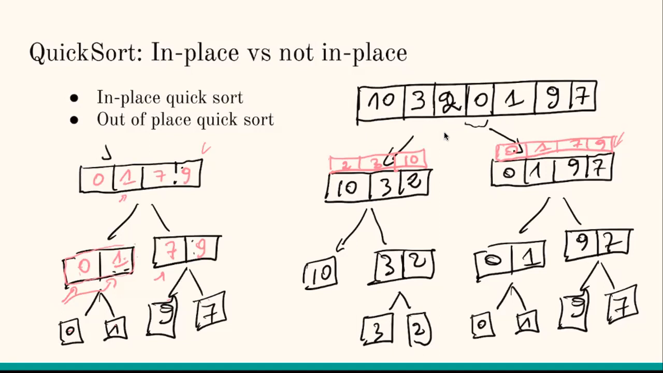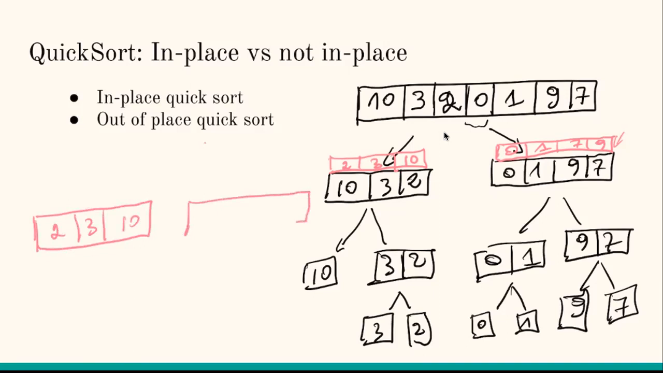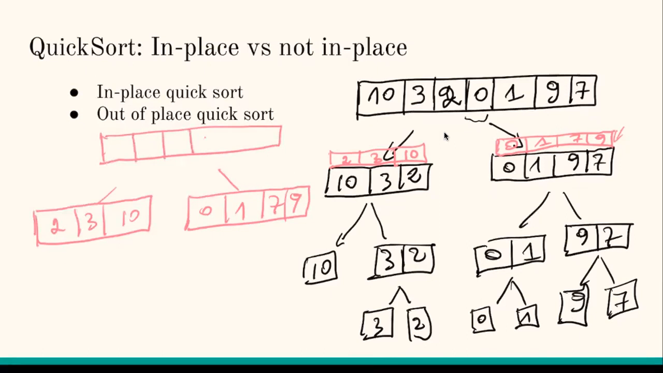Is it visible? Yes. So next, we are still combining, okay? So for the last combine step, we have to combine 2, 3, 10, and 0, 1, 7, 9. Okay, so after combining this, what is the size of the array that you expect after the combine step? The sum of the sizes of the two independent arrays. Okay, so we have here 3 and 4, so we have 7. 1, 2, 3, 4, 5, 6, 7.